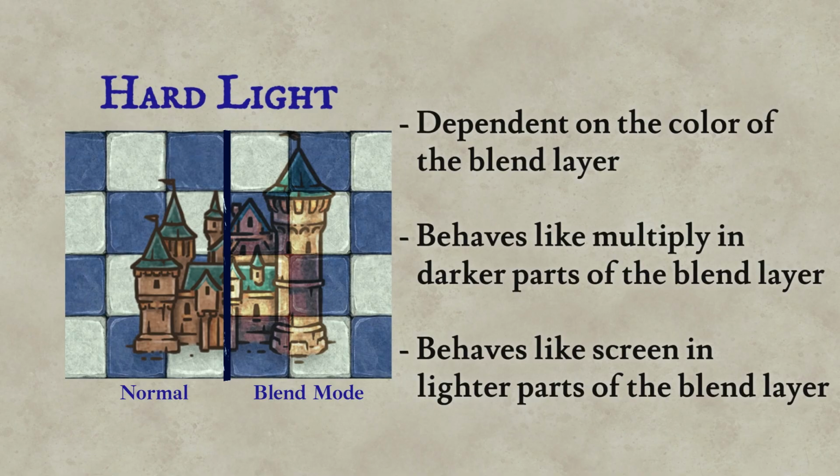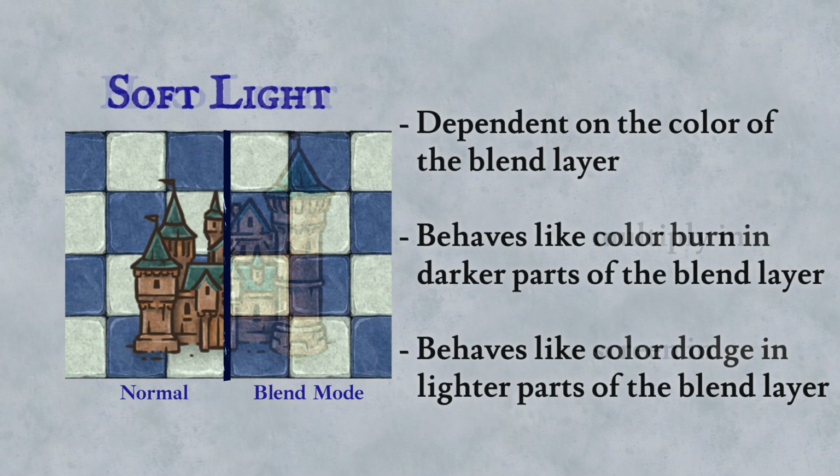The hard light blend mode depends on the color of the pixels in the blend layer. It behaves like the multiply blend mode in the darker parts of the blend layer and the screen blend mode in the lighter areas. The soft light blend mode also depends on the color of the pixels in the blend layer. It behaves like the color burn blend mode in the darker areas of the blend layer and the color dodge blend mode in the lighter areas.